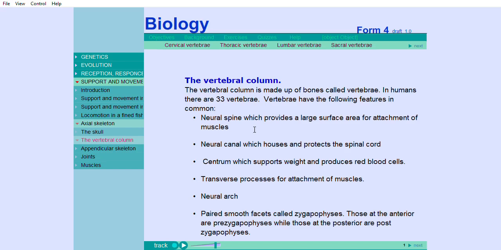Centrum, which supports weight and produces red blood cells. Transverse processes for attachment of muscles. Neural arc, paired smooth facets called zygapophyses. Those at the anterior are prezygapophyses, while those at the posterior are postzygapophyses.